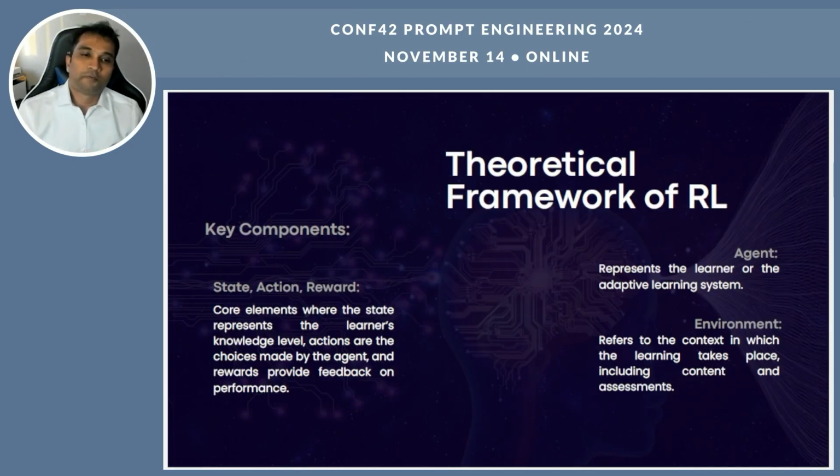Theoretical framework of reinforcement learning. These are the key components I'm going to cover. We have an agent. An agent represents the learner or an adaptive learning system. And then we have an environment, which refers to the context in which the learning takes place, including content and assessments. And then we have state, action, and reward. These are the core elements, where a state represents a learner's knowledge level, actions are the choices made by the agent, and the rewards provide feedback on performance.